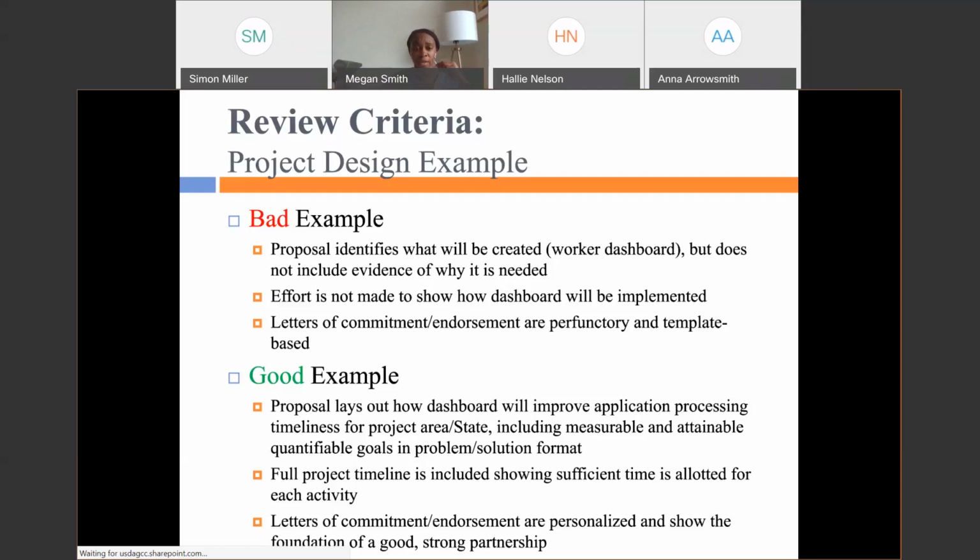Some good examples might include the proposal lays out how the dashboard will improve application processing timeliness for the project area or state, and includes measurable and attainable quantifiable goals in the project. The full project timeline is included, showing sufficient time is allocated for each activity, and the letters of commitment or endorsement are personalized, and they show the foundation of a good, strong partnership.